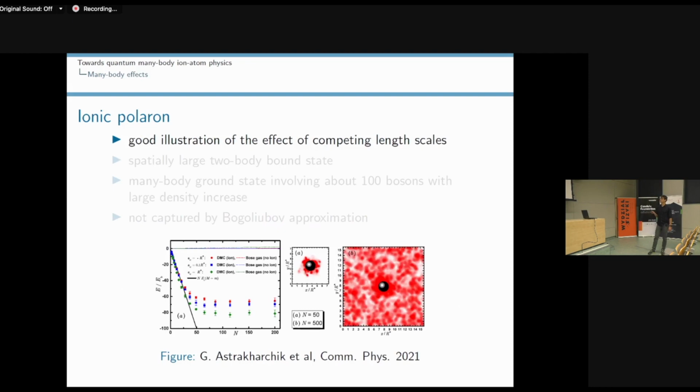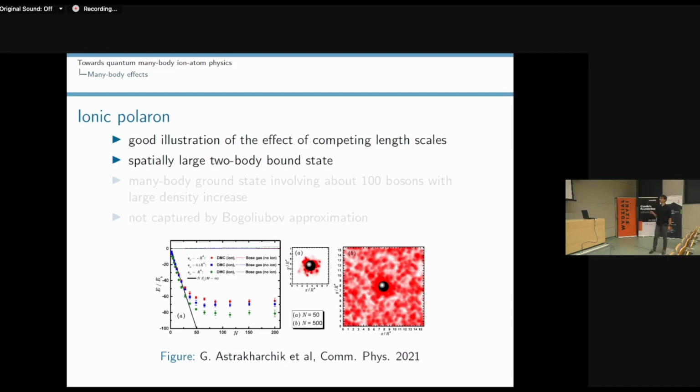So a good illustration of what one can be interested in from the many-body point of view is this ionic polaron, or the mesoscopic bound state. You can call it as you want, that Peter showed for one dimension. We are also interested in that, but we wanted to see what happens in 3 dimensions. And here the core of the effect is this competing length of the atom-ion interaction and the healing length of the gas in which the ion is immersed.